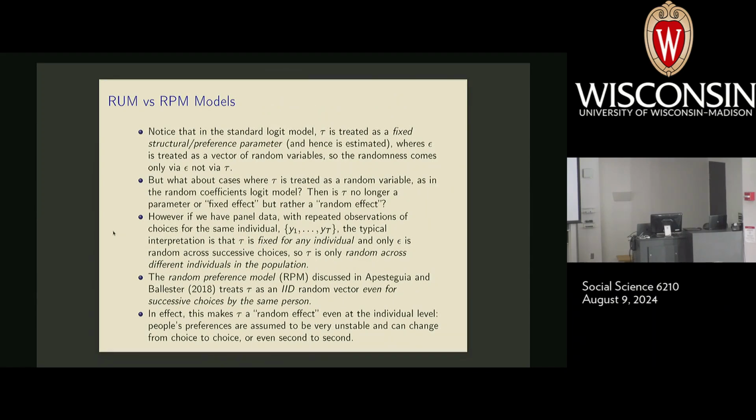But they adopt something called the random parameter model, the random preference RPM model, where your coefficient of risk aversion is just randomly changing every time you choose something. So, I think the most extreme case is the laboratory experiments.